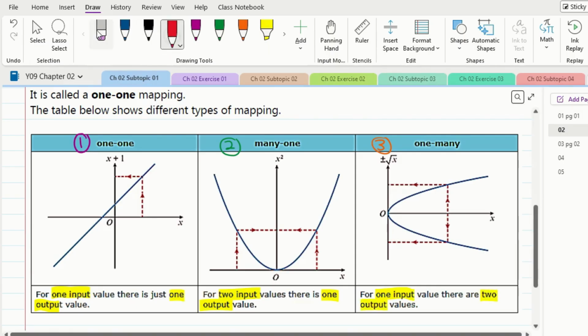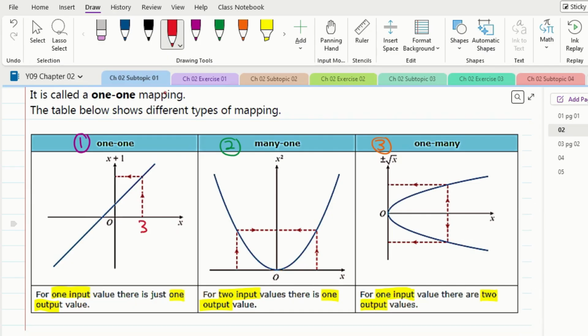So here, if you try to give a value for the graph, let's say that your input is 3 for this 1-to-1 mapping. The output will be x plus 1, which will give you a 4. If you use another value, for example, -2, then -2 plus 1 will be -1. Because of the graph that you produce, it will only produce one output for one input.